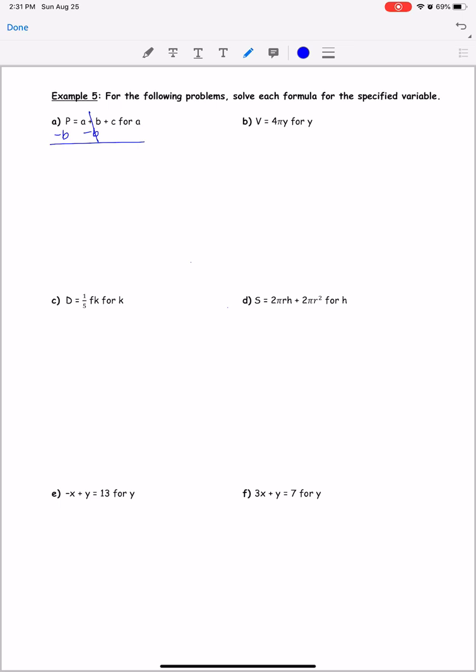So can I combine a P and a B? Those are unlike terms, they're different variables. So it just becomes P minus B equals, and then what do we have left? I have an A plus a C. Well, I still haven't solved this for A. To get A by itself, I now need to get rid of that C. So the opposite of a plus C is a minus C. Can I combine a C with a B or a P? No, so they just need to go side by side. We have P minus B minus C, and that is what my A equals.